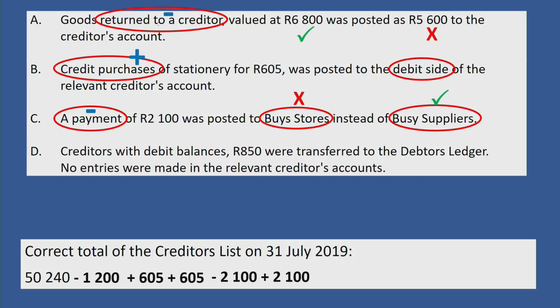Last one. Creditors with debit balances were transferred to the debtor's ledger. No entries were made in the creditor's account. Now, I circled debit balances. If you look there at number B on the right, by the debit side, I explained the whole thing on the paper. Debit for a creditor is a minus. So there's the minus. Now, can I quickly explain that?